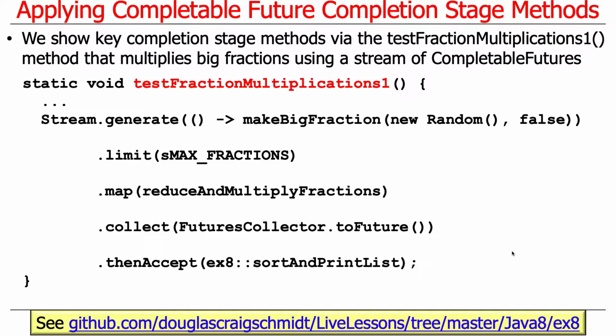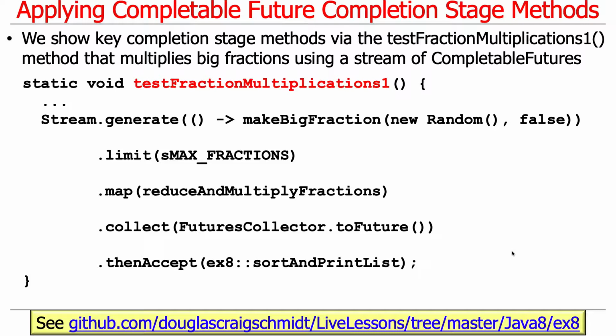So let's talk about how to apply the completable future completion stage methods to a more comprehensive example. You can go to my website at the EX8 folder and find a big test program that tests a whole bunch of things with completable futures. There's a particular method there called testFractionMultiplications1, which implies there's more than one way to do this, and there's actually a couple of different ways of doing it.